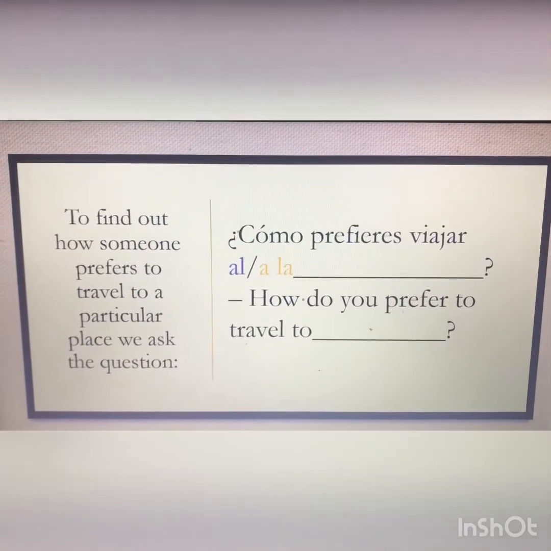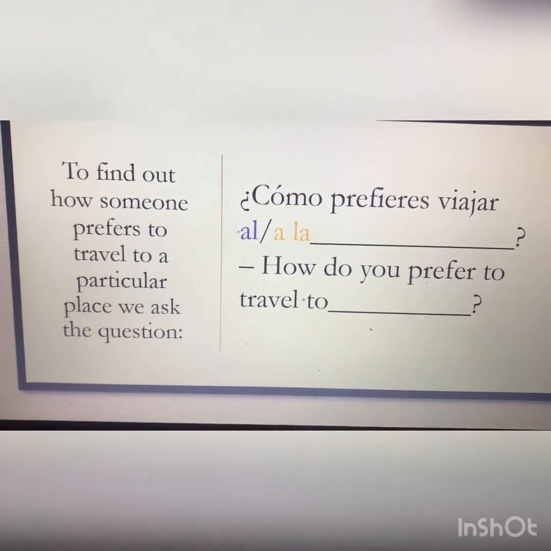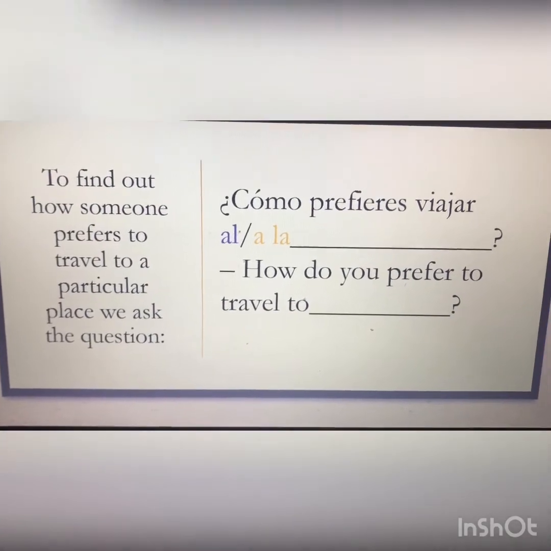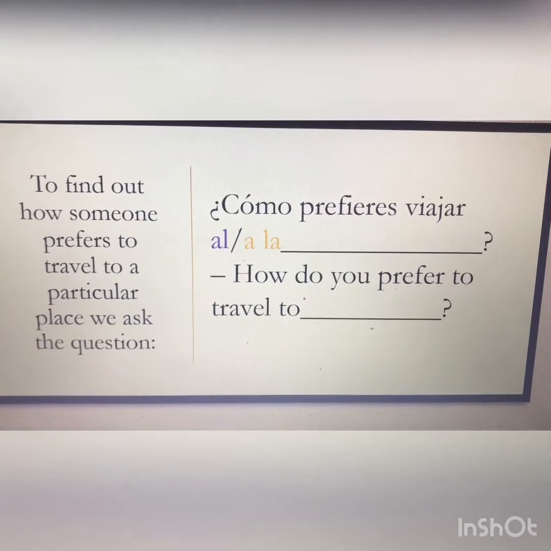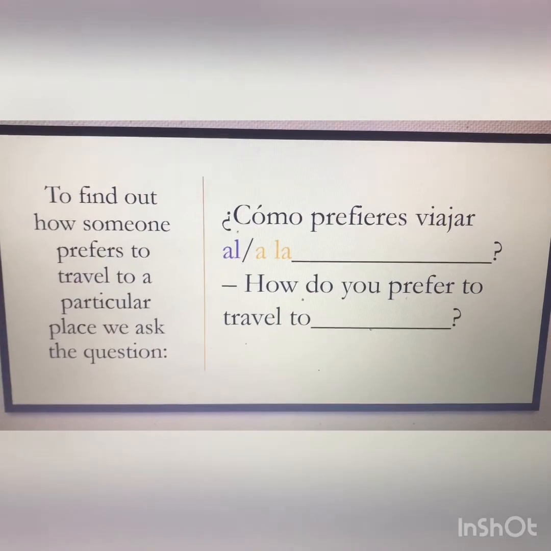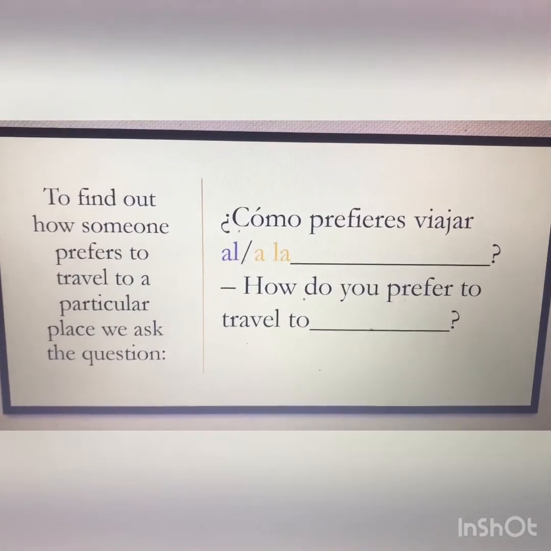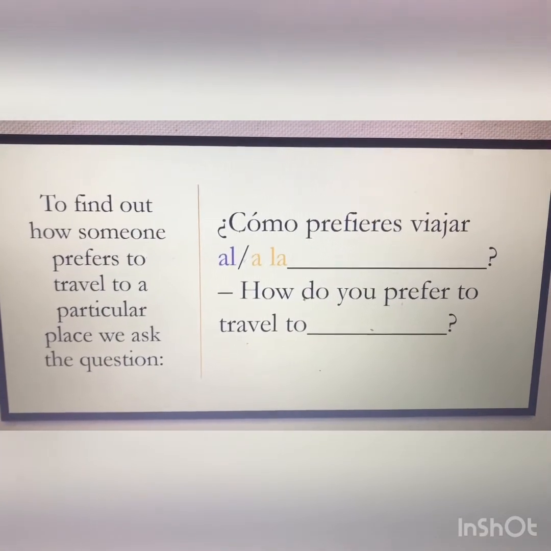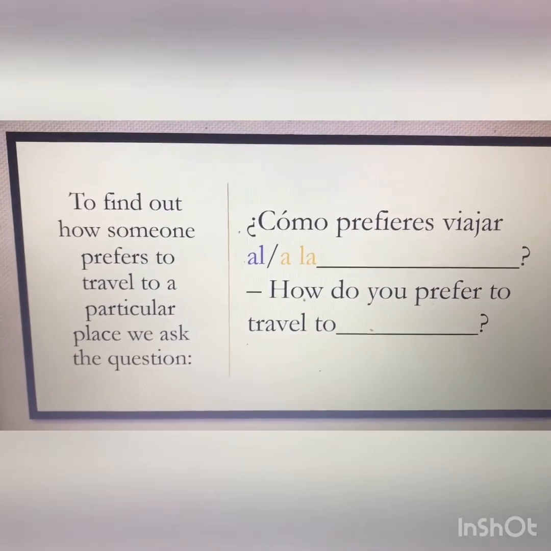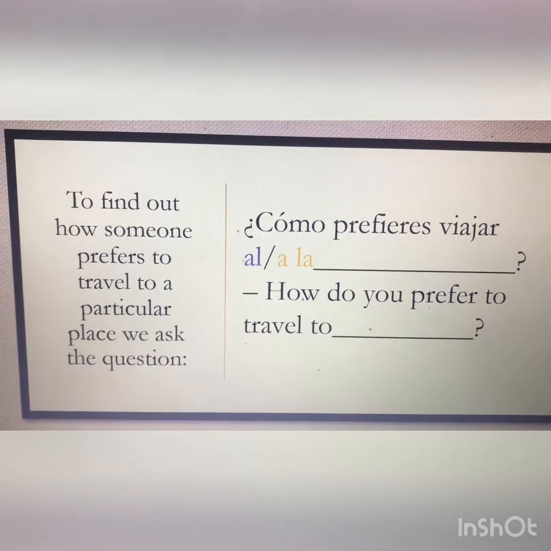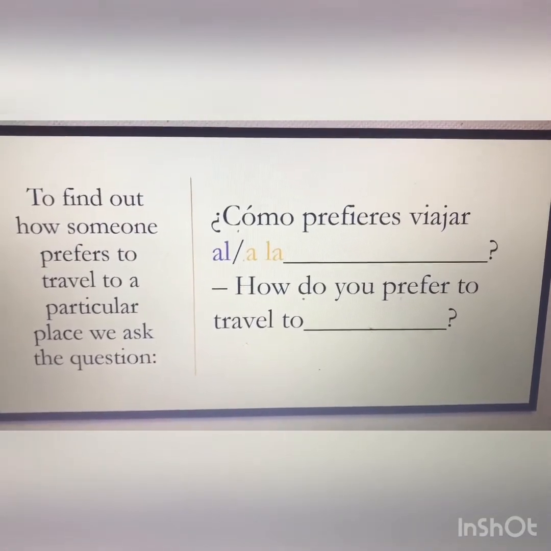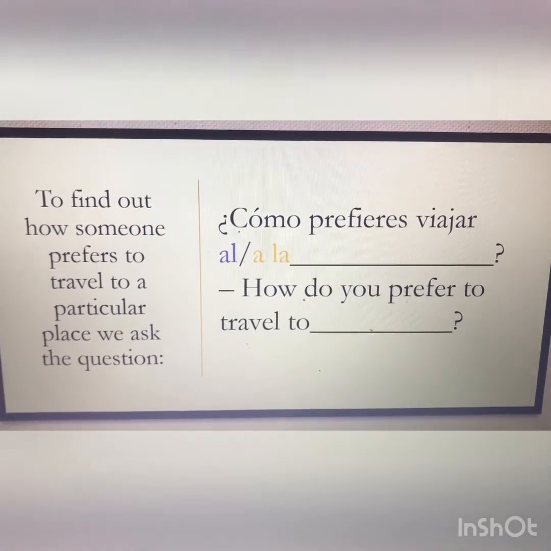So to find out how someone prefers to travel to a particular place, we ask the question, ¿Cómo prefieres viajar al? Then you put the place if it's masculine. Or you can say, ¿Cómo prefieres viajar a la? Then you put the place if it's feminine. So we use al if the place is masculine and a la if the place is feminine. However, both questions are asking the same thing. So they're saying, how do you prefer to travel to wherever? So how do you prefer to travel to the bank, to the park, to the beach, to the party? So la pregunta es, ¿cómo prefieres viajar al? o ¿cómo prefieres viajar a la?